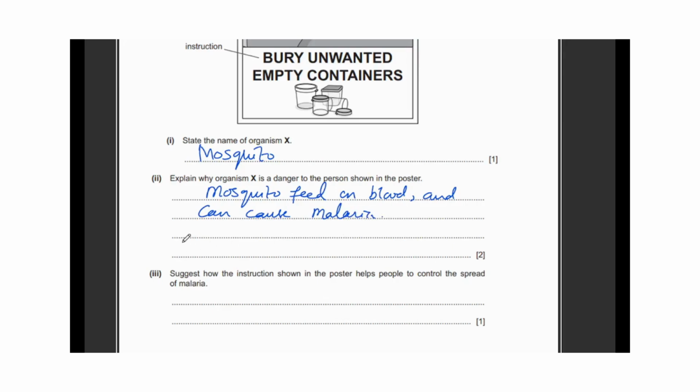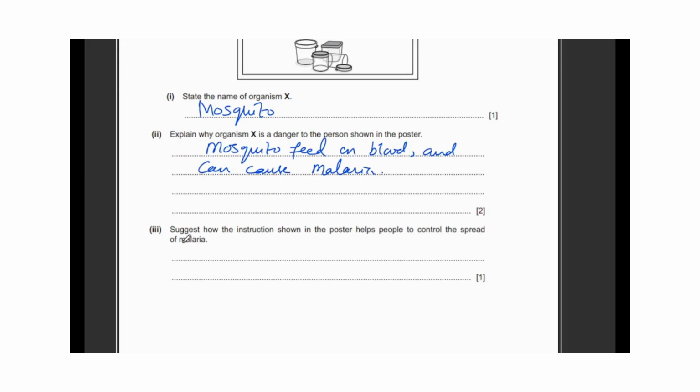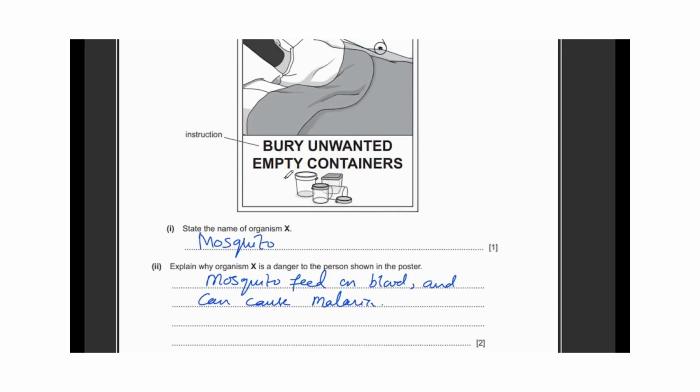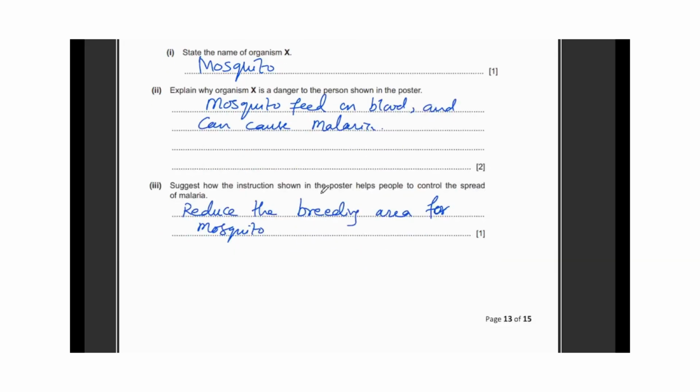Next one, suggest how the instructions shown in the poster help people to control the spread of malaria. Something related to this, so that means reduce the breeding area for mosquito. What is the breeding area you're talking about? This breeding area is these empty cans, no? In this sometimes water gets accumulated or stored, and if it is there for a long duration of time, the mosquito can lay the eggs inside the stagnant water. That's one of the reasons.